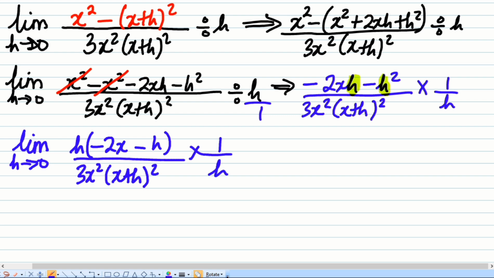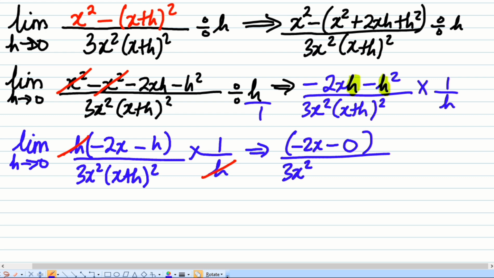Now notice that at this point we can now easily cancel the h terms because this h can now cancel this h, which is actually what our goal has been, to eliminate that h from the denominator. So we can now allow h to be 0. Okay, now if I've eliminated that, I can now allow h to go to 0. So I'm now going to have minus 2x minus 0, right? I'm allowing h to be 0 now, divided by 3x squared into x plus, instead of h, I'm allowing h to be 0 all squared.